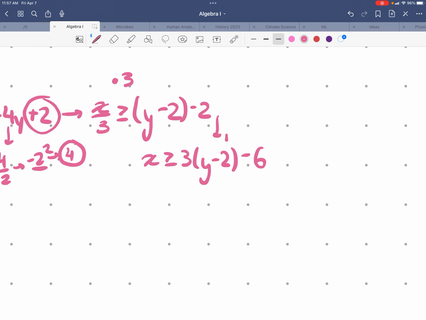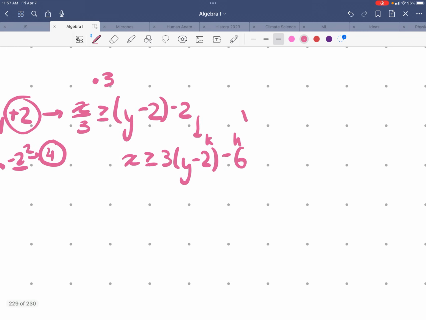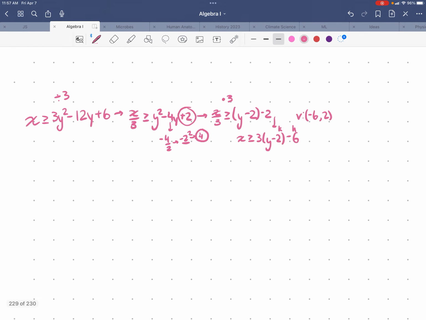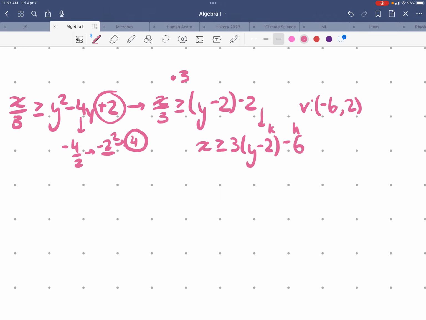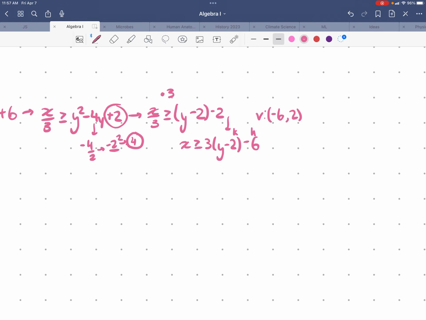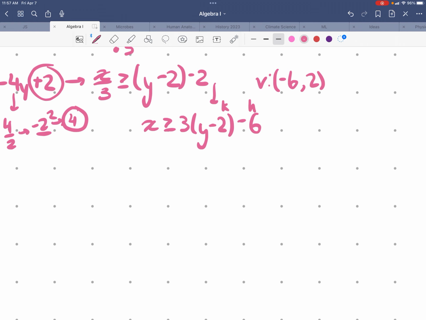And now, since our equation is quadratic in the y, k will be on the inside of the parentheses and h will be on the outside. Therefore, the vertex of our parabola will be (negative 6, 2). Let's graph this. And that is done. And since a is positive here, and our equation is quadratic in the y, this means that our parabola will most definitely face right. So now let's start graphing.